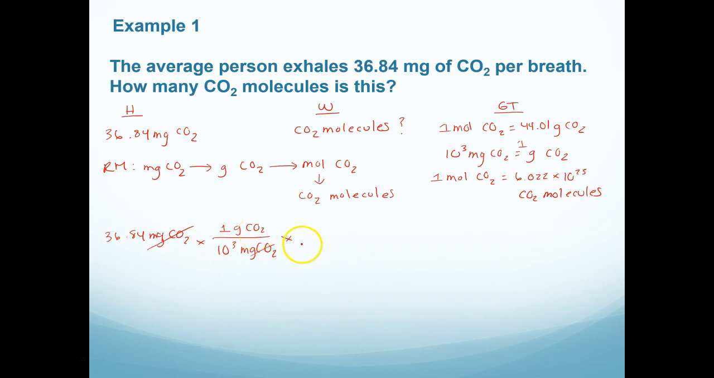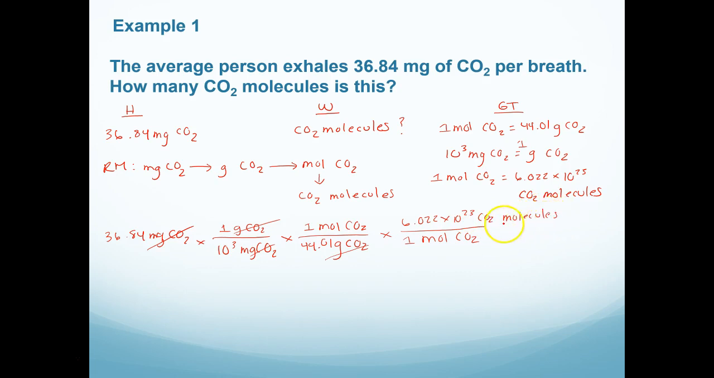We want those grams on the bottom, so 44.01 grams of CO2 in every 1 mole of CO2. We get rid of grams on top and the bottom. We're currently in moles of CO2. We're going to follow our roadmap. Now that we're in moles of CO2, we can go to CO2 molecules. For every 1 mole of CO2, we have 6.022 times 10 to the 23rd CO2 molecules.